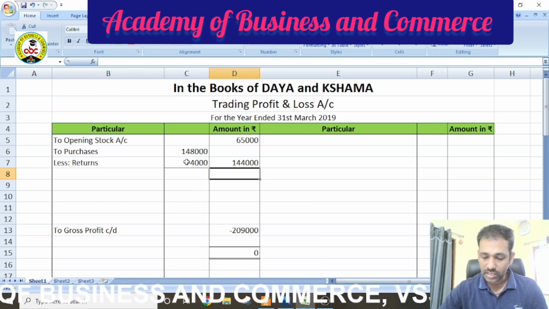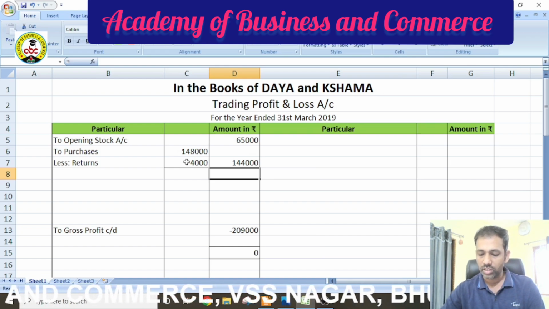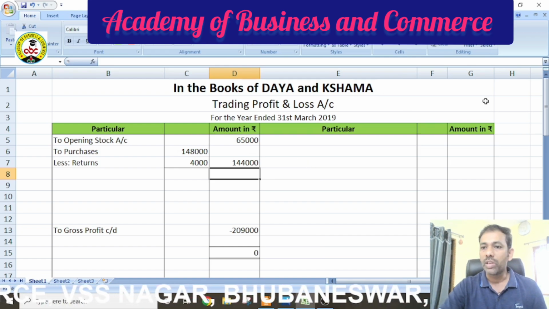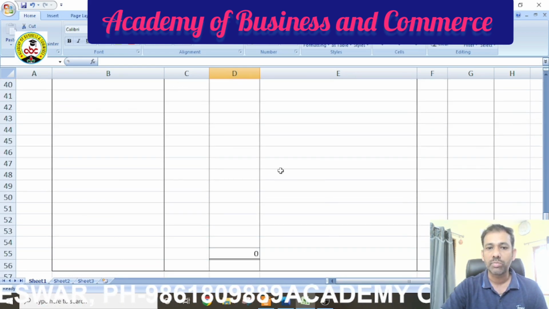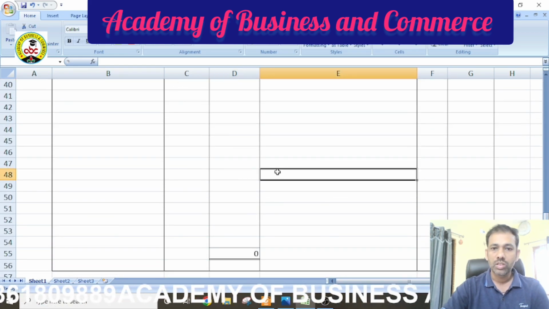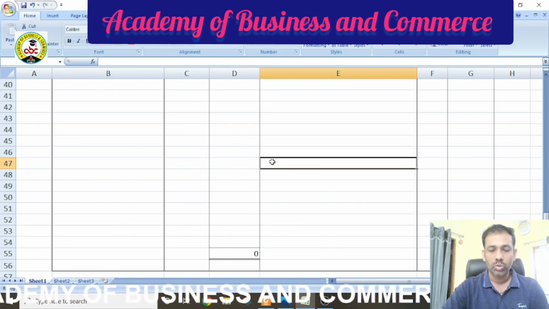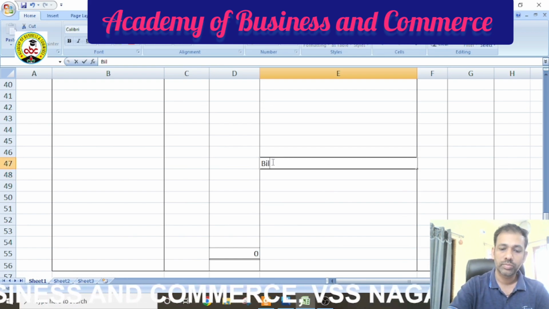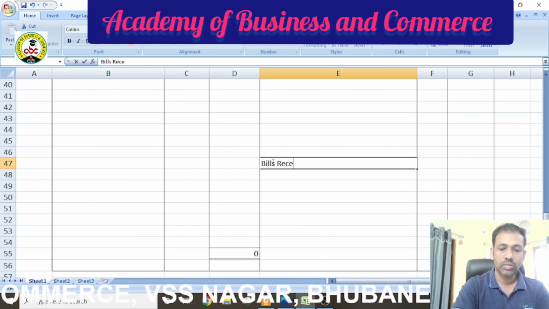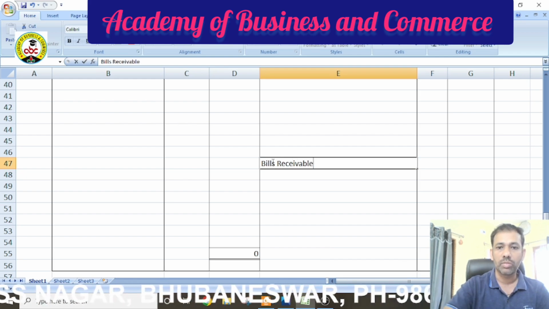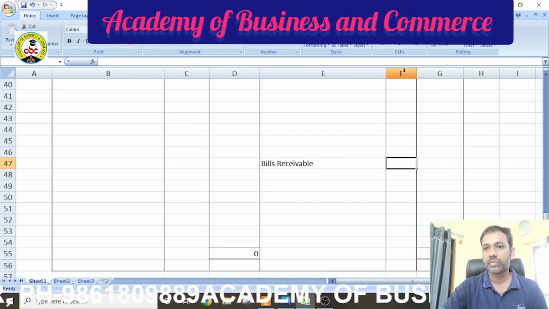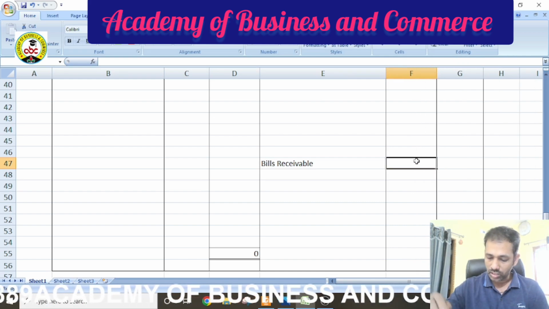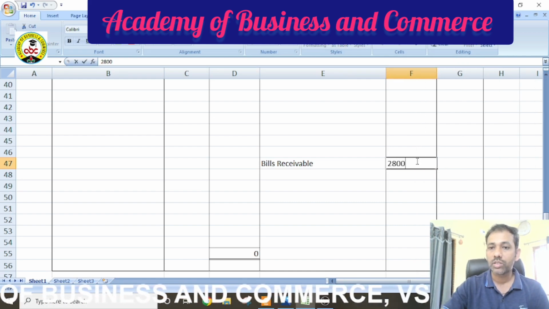Then we have to read it one by one and put it. Stock is taken as 65,000. Then the next item is bills receivable. Bills receivable is an asset side item, so we go to the asset side and take bills receivable. The bills receivable total amount is 28,000.